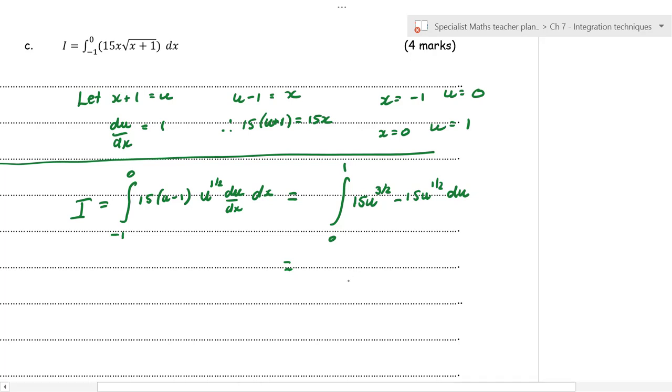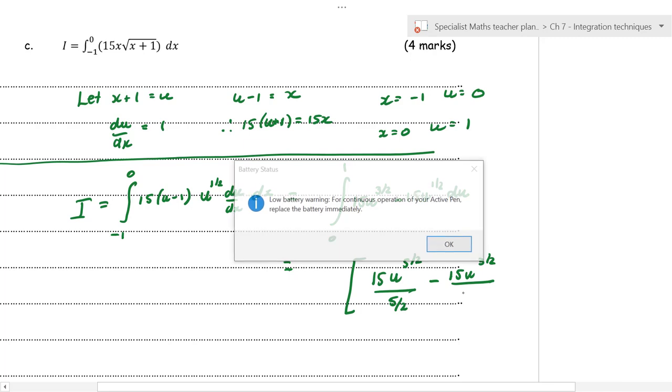So now we're going to add this 15 u to the power of 5 on 2 over 5 on 2 minus 15 u to the power of 3 on 2. Gee, we've got some hard algebra, haven't we?